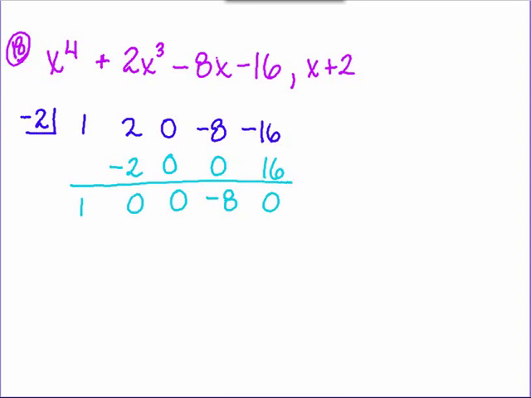Now, 1 is the coefficient of what term? X cubed. So then I go x squared, x, and what is -8? The constant. So really I end up having x cubed minus 8. I need to find the other remaining factors, so I need to factor that.